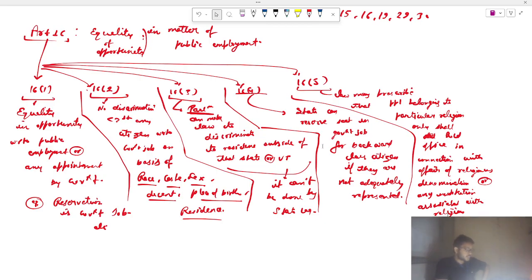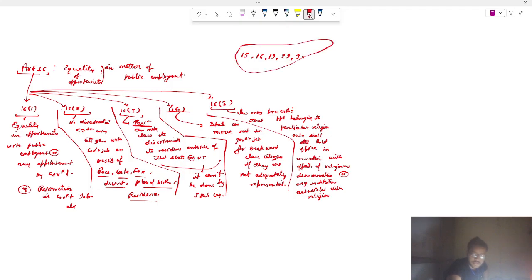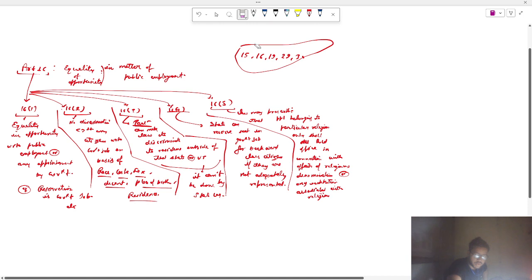Now, let's discuss the evolution of reservation in India. We have discussed reservation and the opportunity in public employment, in government jobs. I think you have written it down. I have already told you these are the articles which have been provided only to the citizens of India, not to foreign states, not to foreign persons who have come into India. Okay, 15, 16, 19, 29, 30.